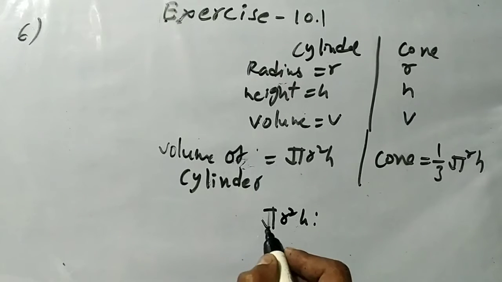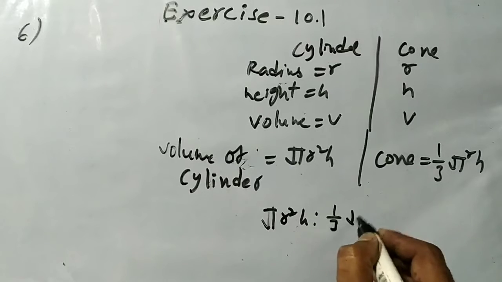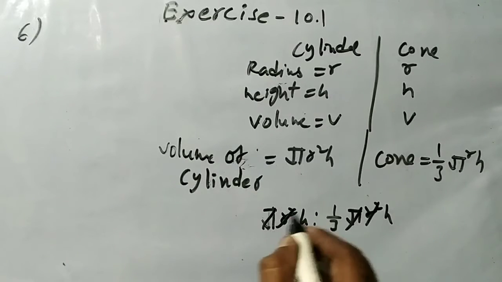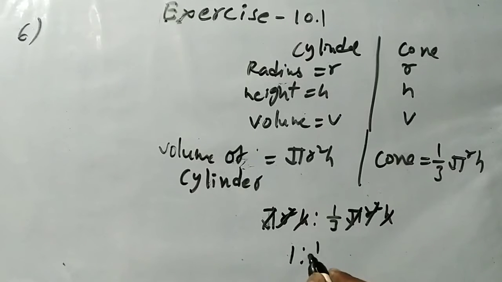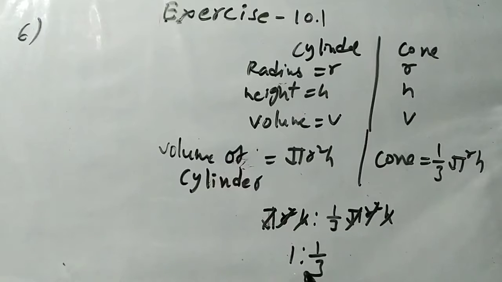pi r square h and 1/3 pi r square h. So pi r square h gets cancelled. That is 1 into 1/3 we got, that is volume of cylinder to volume of cone. When 3 goes to this side, it becomes 3:1. So the ratio of volume of cylinder to cone is nothing but 3:1.